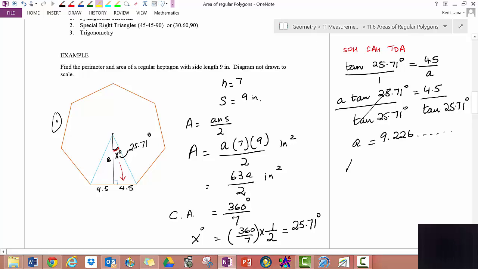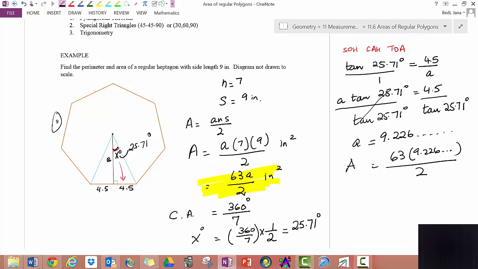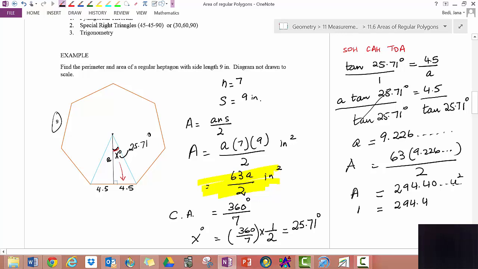So over here we had area is equal to 63 times 9.226 dot dot dot over 2. So what I'd like you to do is, you already have on your calculator 9.226, multiply that by 63 and divide by 2, and 294.40 etc. units squared is what I get. So the answer is 294.4 units squared, which in this case is inches squared.